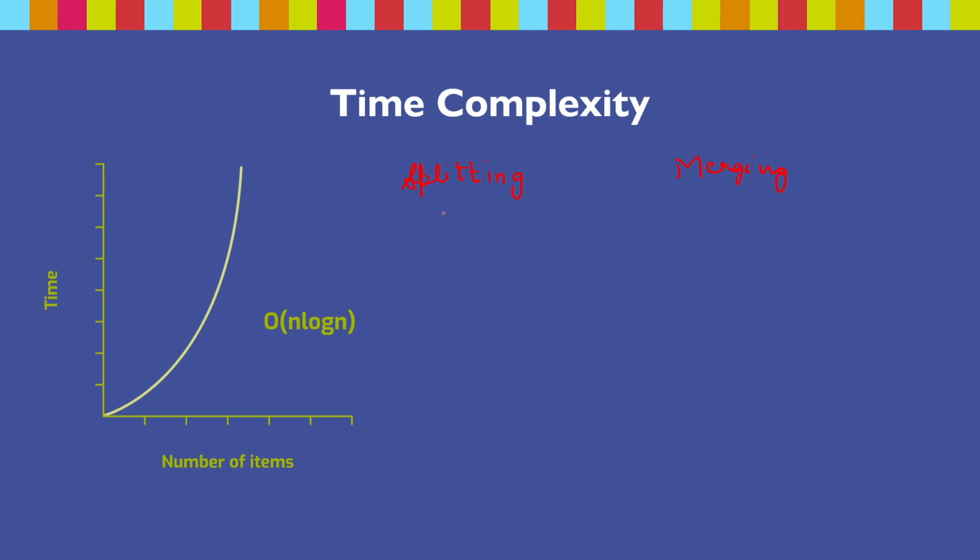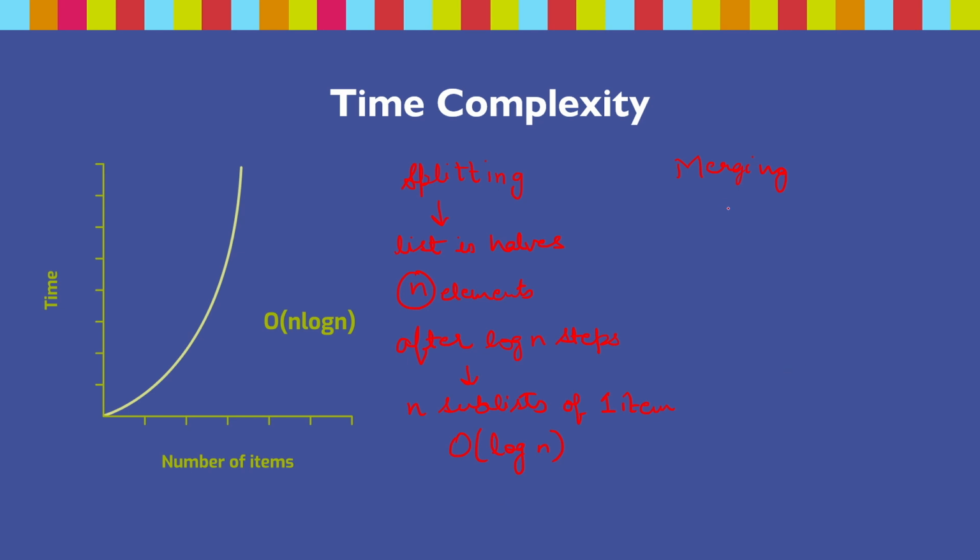Now the splitting operation repeatedly divides the list in halves. If we take an initial list of n elements and keep dividing by 2, then after log n steps, we will have n sublists of one item. Therefore, the time complexity of splitting is O of log n, as the list is divided log n times, where n is the number of items in the list.